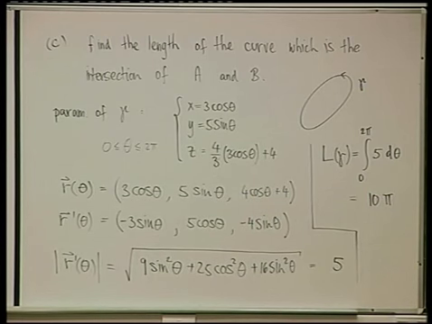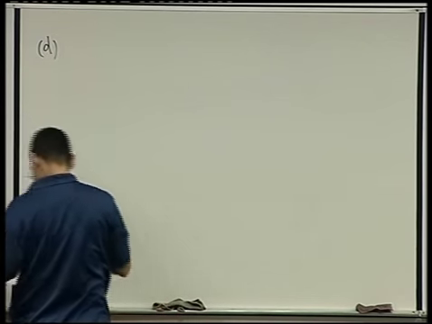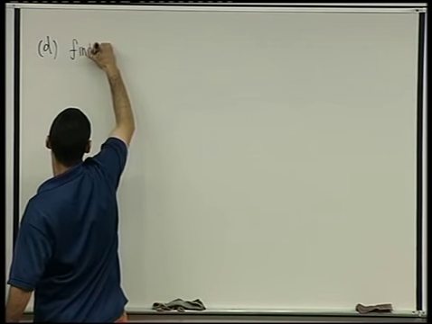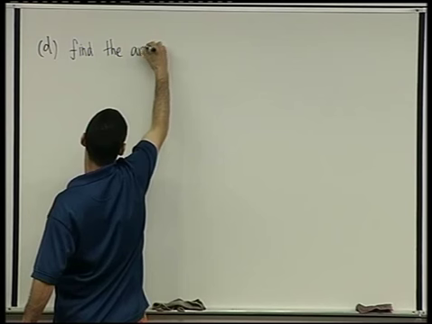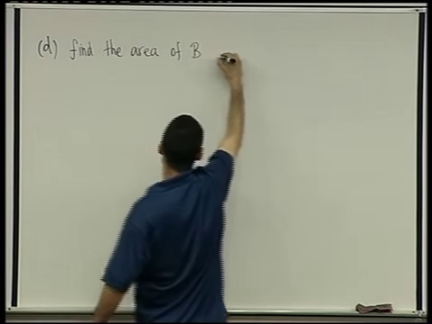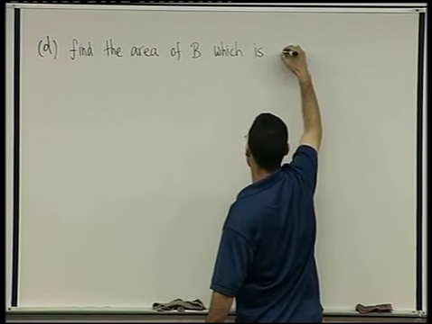Now the big challenge in this question is not to erase stuff that I'm going to use later. Otherwise I have to write it again. So let's see if we can meet that challenge. So part D is going to be: find the area of B, which is bounded by A.